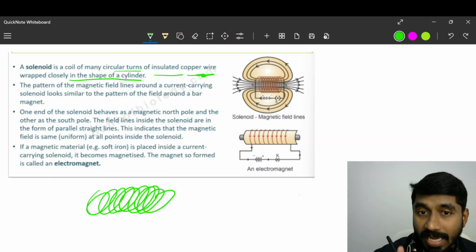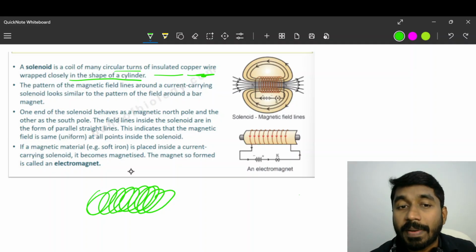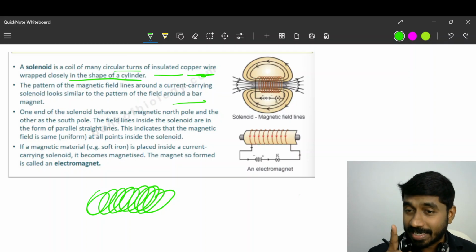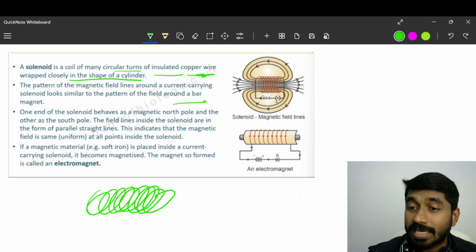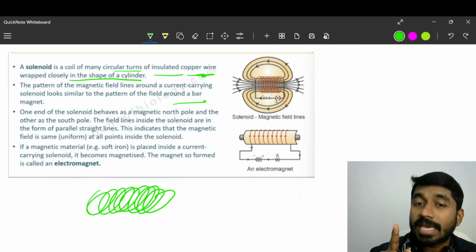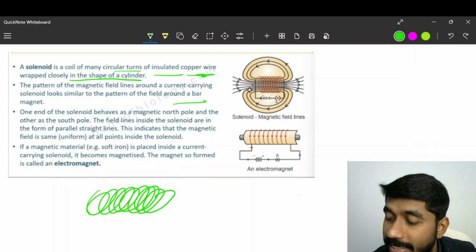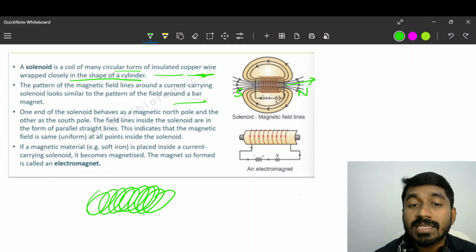The pattern of the magnetic field lines around a current carrying solenoid is similar to the pattern around a bar magnet. That is the second point we discussed. One end of the solenoid behaves as a north pole. Because the magnetic field lines are going out at one end, we can take that end as the north pole, and the other end as the south pole.